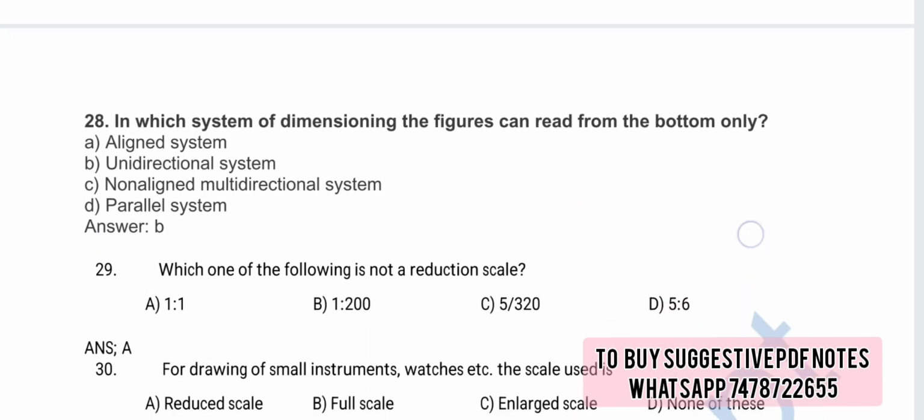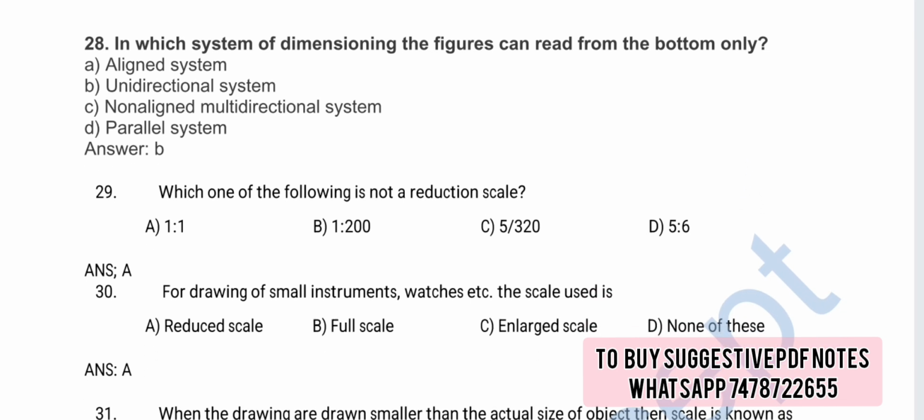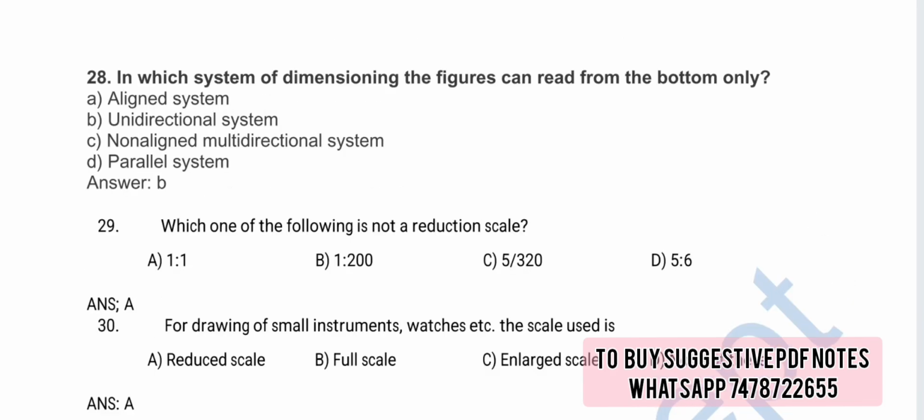28. In which system of dimensioning the figures can be read from the bottom only? Aligned system, unidirectional system, non-aligned multidirectional system, parallel system. The answer is B, that is unidirectional system.